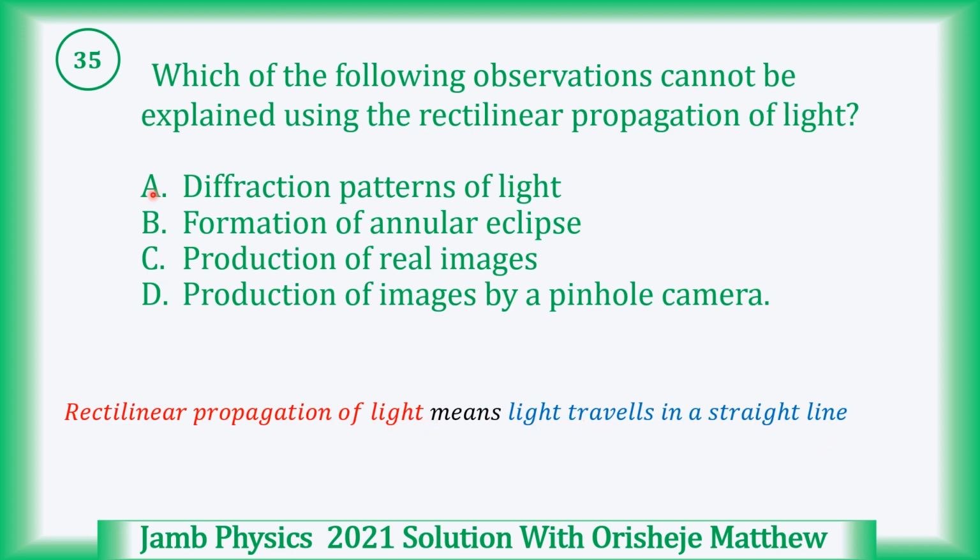So if you look at all the options here: formation of an annular eclipse, straight line; production of a real image, because light travels in a straight line; production of an image by a pinhole camera, because light travels in a straight line. So the only answer here is the diffraction patterns of light. That is the only one that is not a function of light traveling in a straight line. So the answer is A.